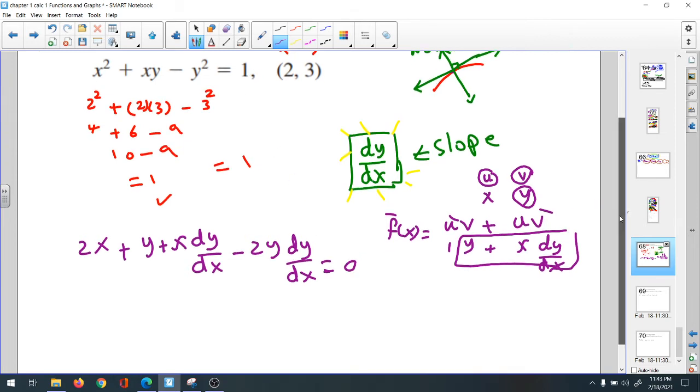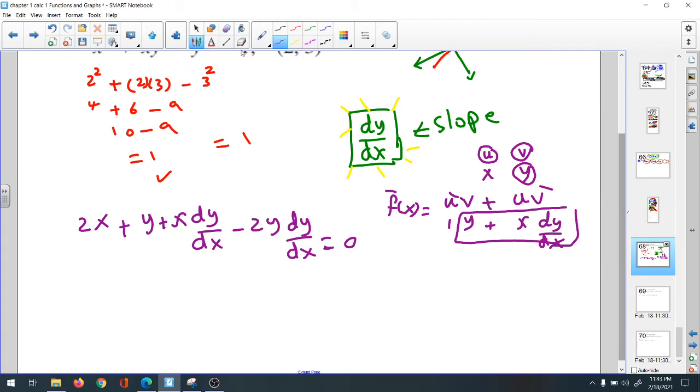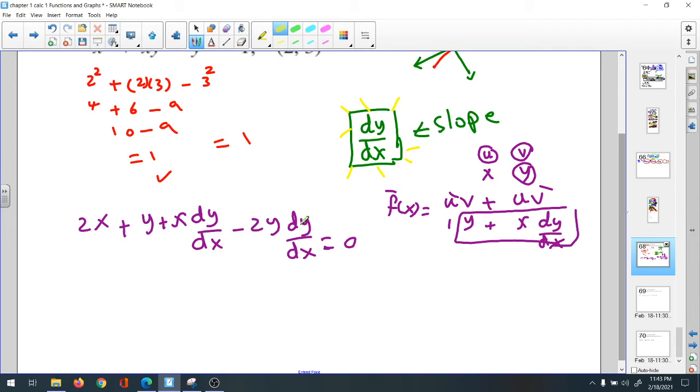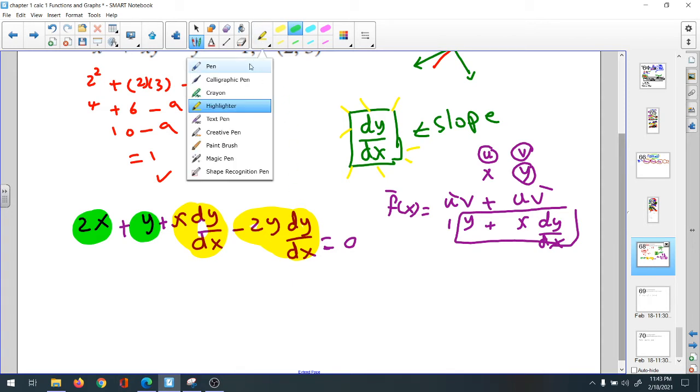And now our mission is to solve it for dy over dx. We need to separate dy over dx. So we're going to keep any items with dy over dx on the left side, and we're going to move any items without dy over dx to the right side. That's what we're going to do.